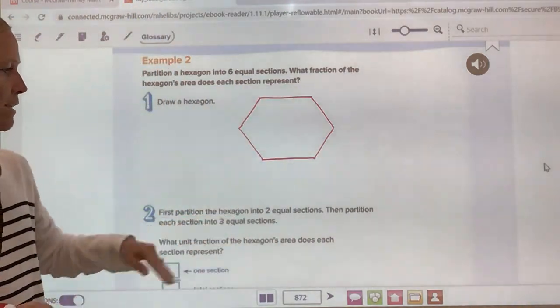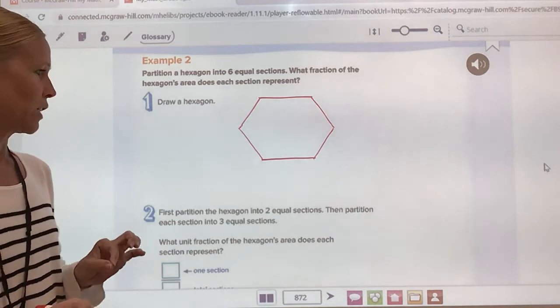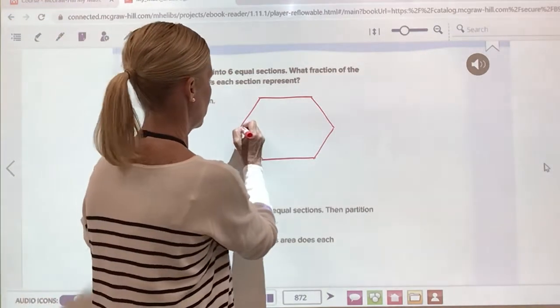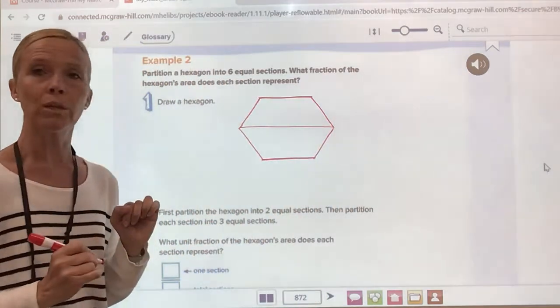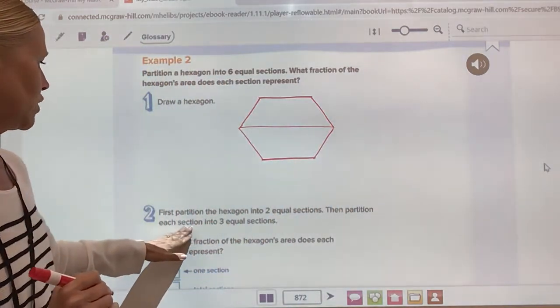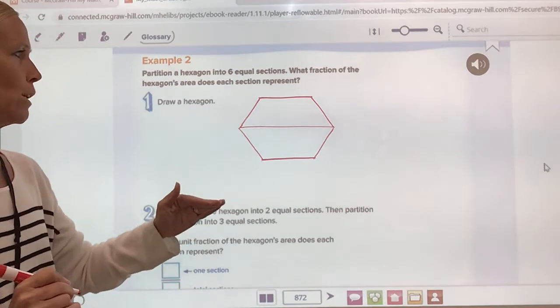First, partition the hexagon into 2 equal sections. Okay, we can do that. I'm just going to do it right across. Okay, now we have 2 equal sections. Then partition each section into 3 equal sections.